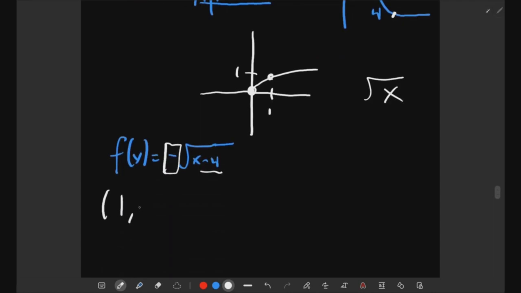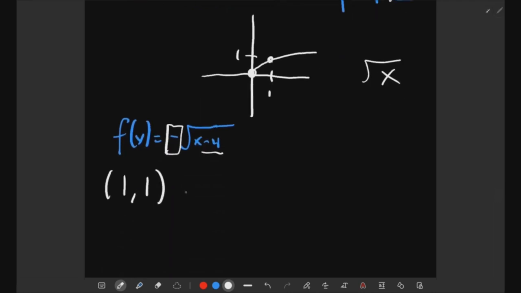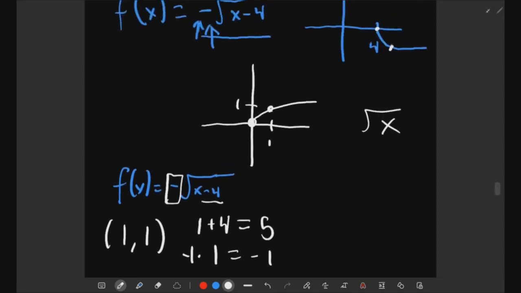You start at the point 1, 1, right? What you do is for the value of x, you start with 1. And since it's minus 4 in the parentheses, you're going to put plus 4. What would that give you? 5. And for y, you'd start with 1, and you'd apply that negative 1, which would give you negative 1. So that means that this point right here would be 5, negative 1. It would be right here.